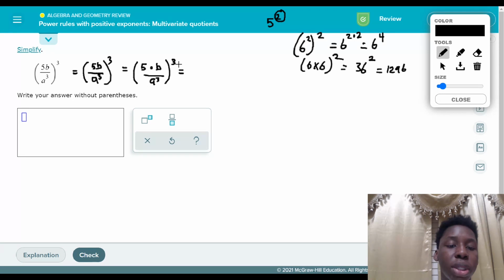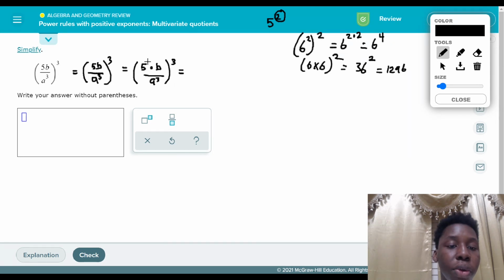We're going to use that in this question, which is basically the same concept that I just explained. When you see a power inside of another power, all you do is multiply those two powers by each other. In this case, all these ones that are here have powers.